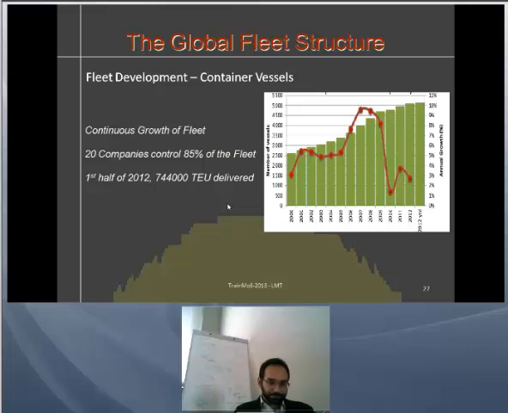So the first half of 2012 saw about 800,000 TEU delivered, and this was a big increase relative to the previous years. And we can see that companies, as for example we saw before from Maersk, are going to bigger vessels, and even companies that were not considering investing in such big vessels are now ordering greater capacities.